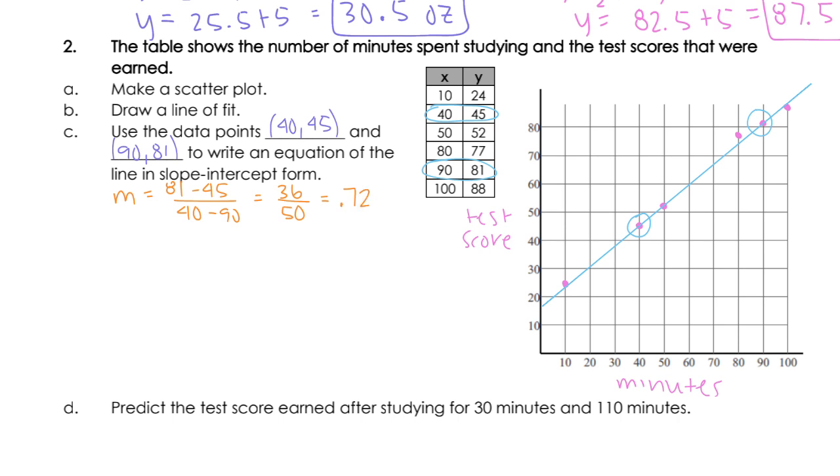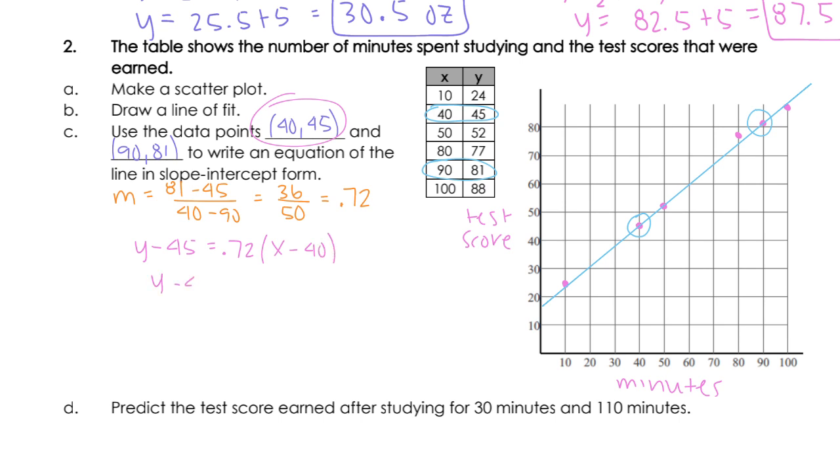On number 1, technically we could have used 1.5 and that would have been totally fine. So in scatter plots, it is okay to have a decimal for your slope. It's also okay to have a decimal for your answer like we did on part B for number 1. So moving on here, then you need to pick one of your ordered pairs. Again, I'm just going to go with the smaller numbers here, put it in point slope form. So y minus 45 equals 0.72 times x minus 40.